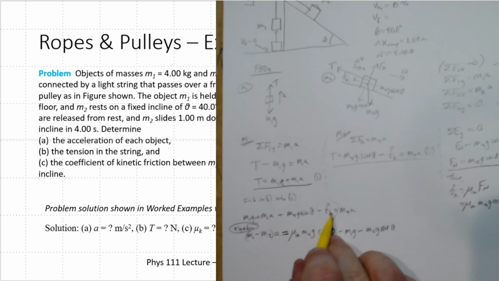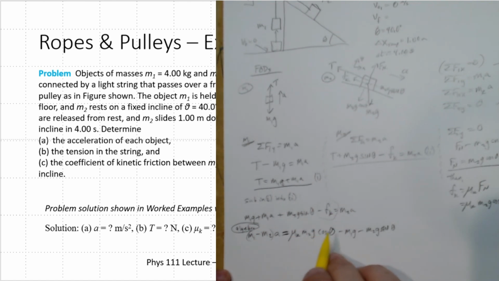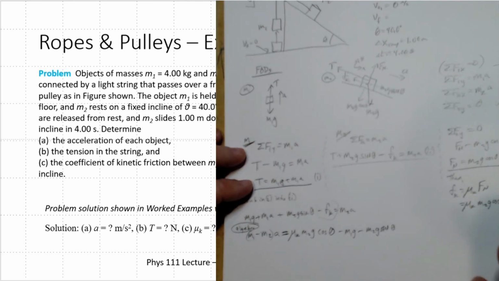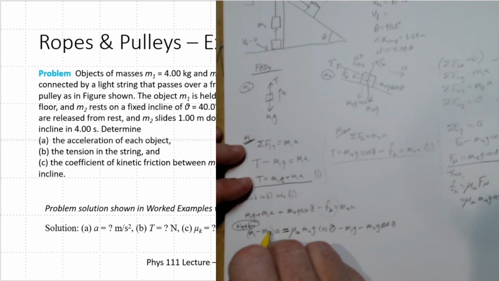1, 2, 3, 4, 5 terms. So, what a big process. Let's go ahead and just throw numbers in, and that'll let us simplify this down. This is m1 minus m2, or 4.0 minus 9.0 a.